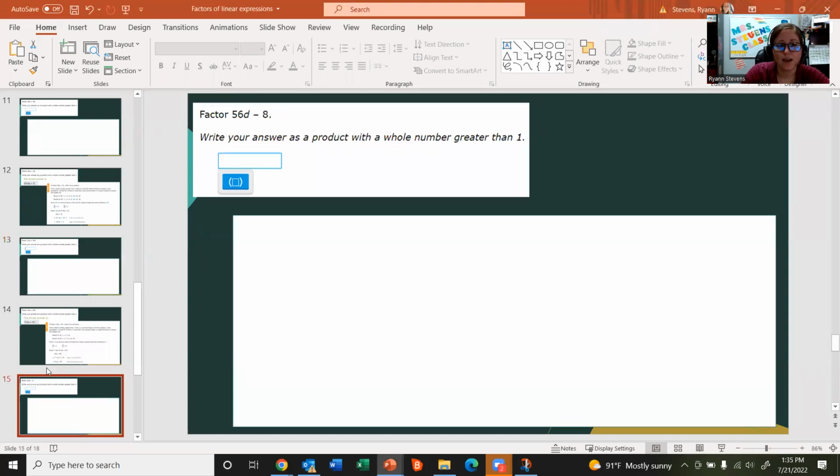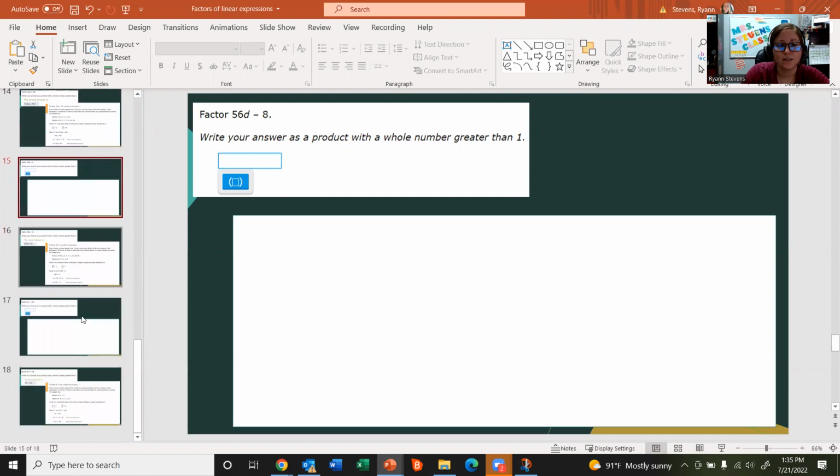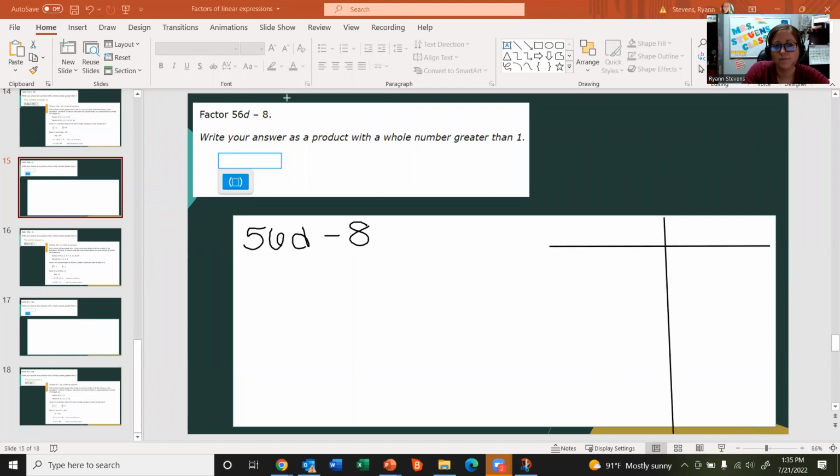So now we want to factor 56D minus 8. So we're going to look at all of the numbers that can go into both 56 and 8. So we'll make our chart over here. 56 and then 8.